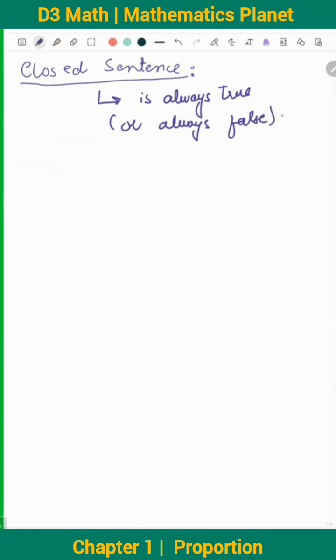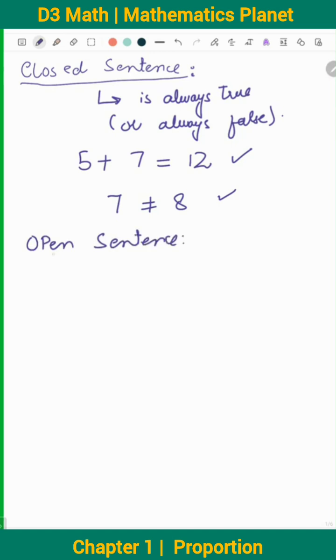For example, 5 plus 7 is equal to 12. So this is a closed sentence because this is always true. Or 7 is not equal to 8, that is always false. So a closed sentence is a sentence that is either always true or always false. Now what is an open sentence? Obviously an open sentence is opposite to the closed sentence, right? So an open sentence is something that can be either true or false.